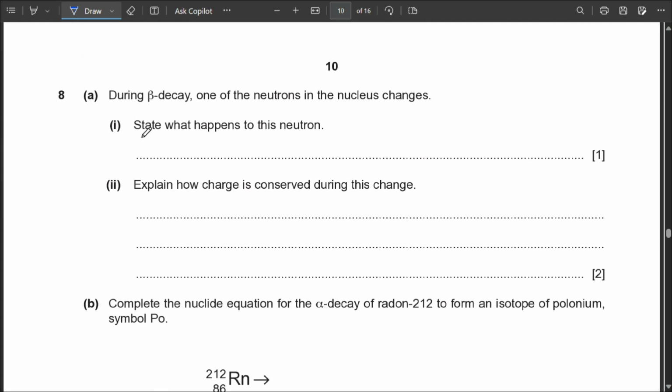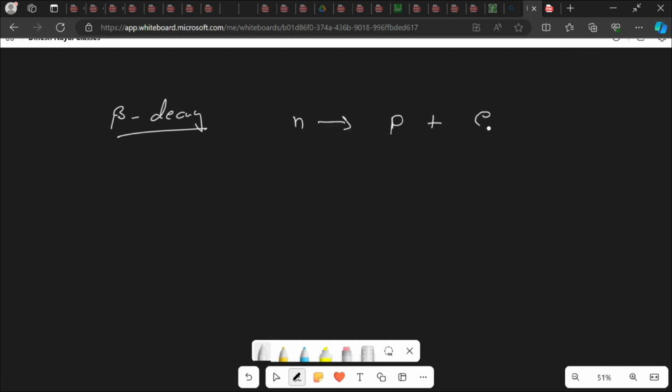Now, coming on to the 8th question. During beta decay, one of the neutrons in the nucleus changes. State what happens to this neutron. You should know that during a beta decay, let's go to the whiteboard, the neutron is converted into a proton and an electron.